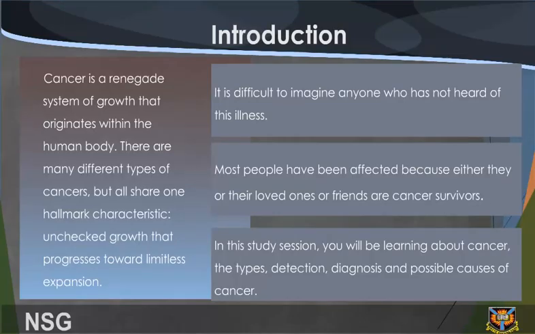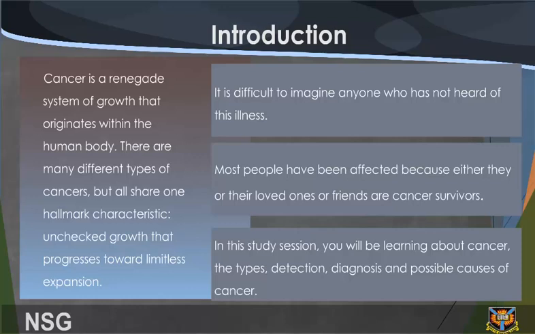Introduction. Cancer is a renegade system of growth that originates within the human body. There are many different types of cancers, but all share one hallmark characteristic: unchecked growth that progresses towards limitless expansion. It is difficult to imagine anyone who has not heard of this illness. Most people have been affected because either they or their loved ones or friends are cancer survivors.